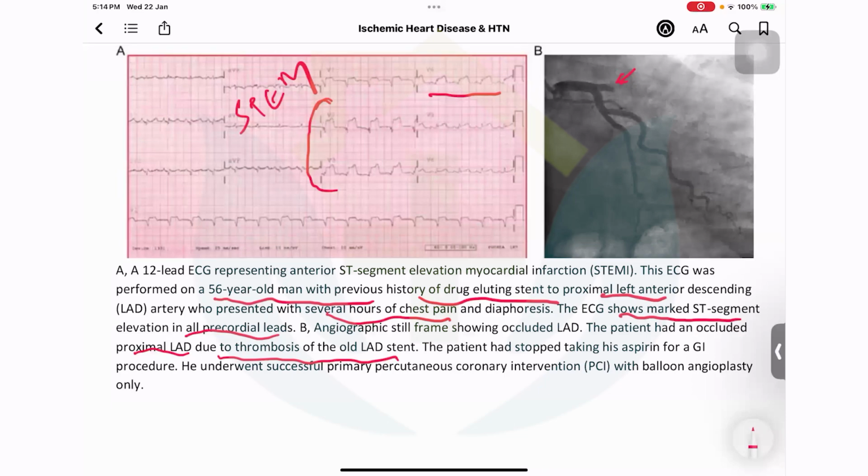And why did the patient develop this? Because the patient was not taking aspirin because of some gastrointestinal procedure. So he successfully underwent a PCI with balloon angioplasty only. We did not need to put a stent here because there was already a stent in place. So the vessel opened up.